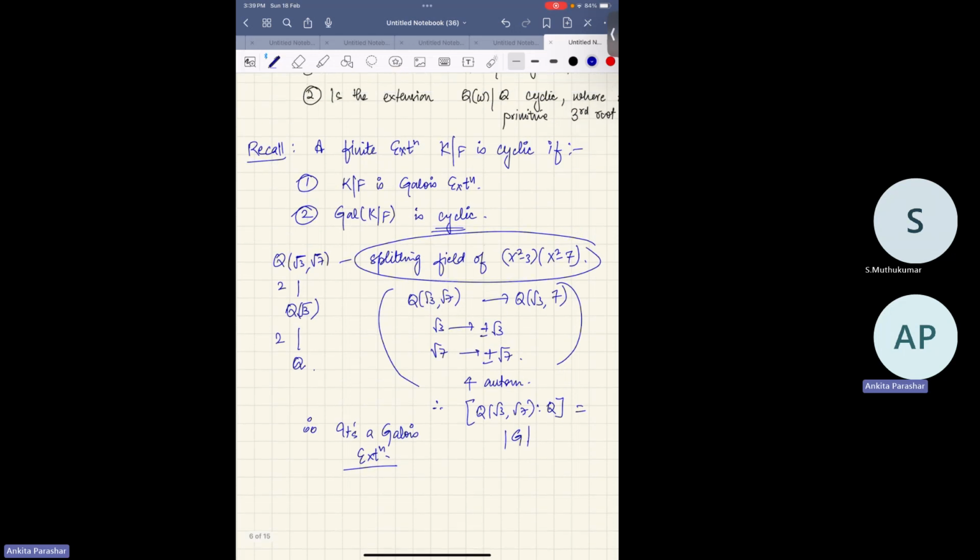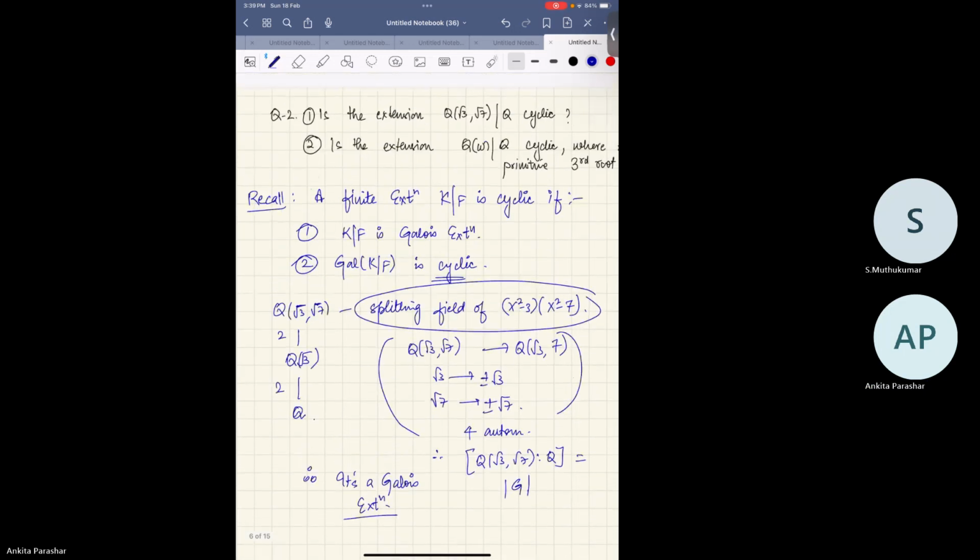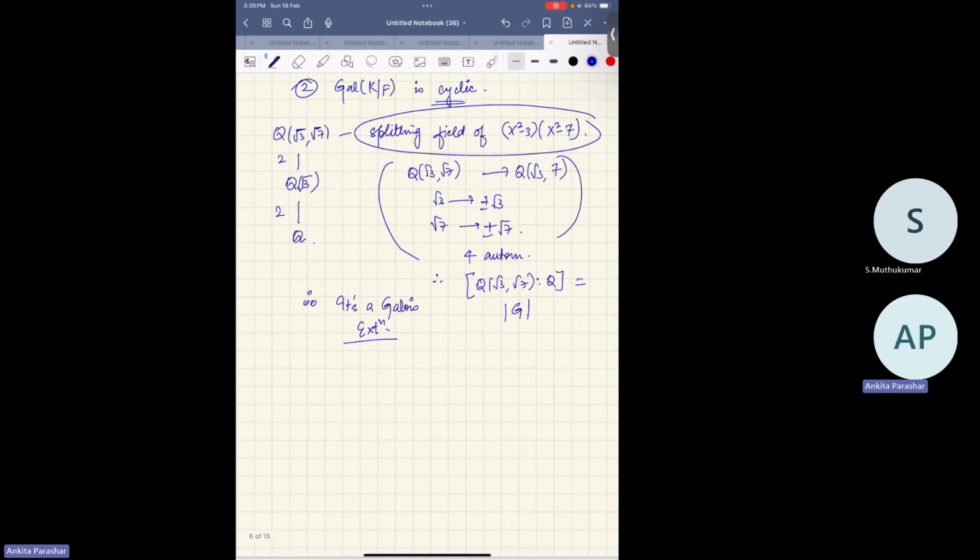So now, is it cyclic? That means, is the Galois group cyclic or not? Can we check that? So what is the Galois group? We have sigma 1, sigma 2, sigma 3, sigma 4. Let me write. This is the identity. This one maps root 3 to root 3, root 7 to minus root 7. Sigma 3 maps root 3 to minus root 3, root 7 to root 7. Sigma 4 maps root 3 to minus root 3, root 7 to minus root 7.